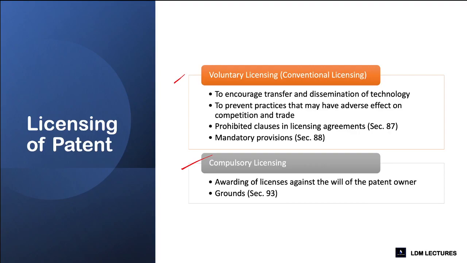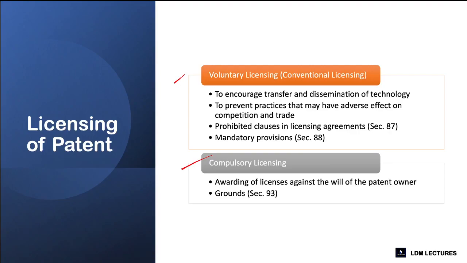Now, we have what we call prohibited clauses in licensing agreements. Like what we studied in obligations and contracts, do you remember? The parties can stipulate whatever under the sun, provided it is not contrary to law, morals, public order, public policy, etc. It is the same here. You can enter into voluntary licensing with another enterprise or person, whoever you want, which is why it is voluntary. However, there are prohibited clauses.